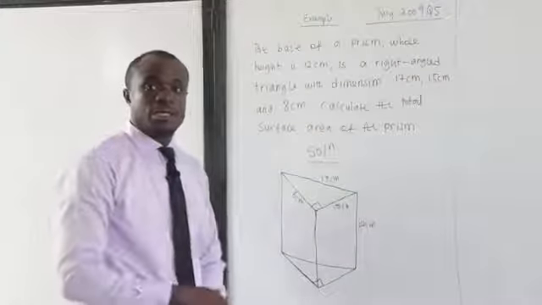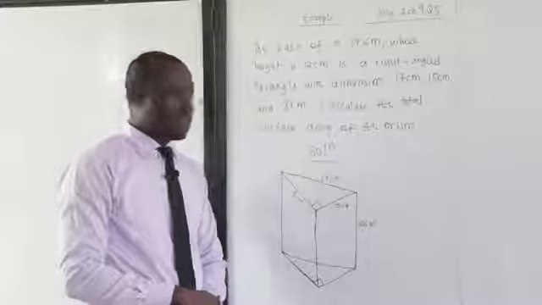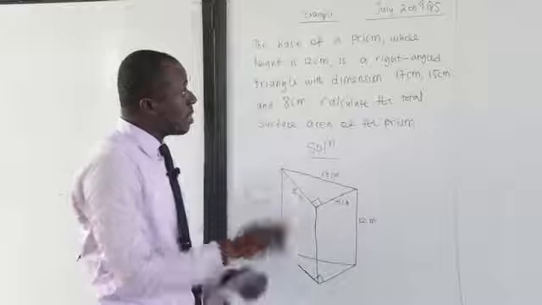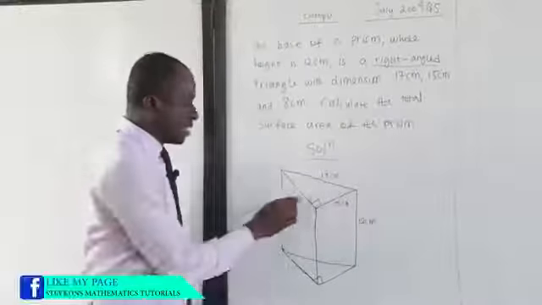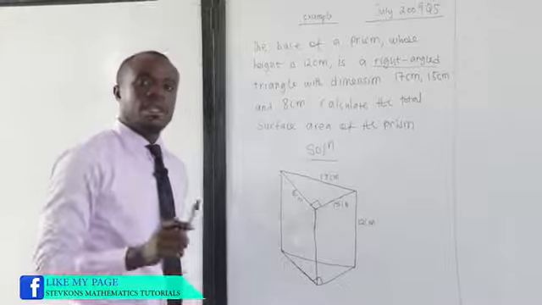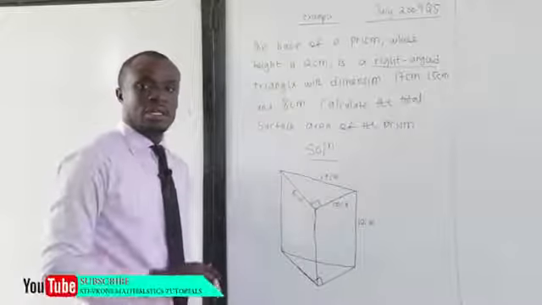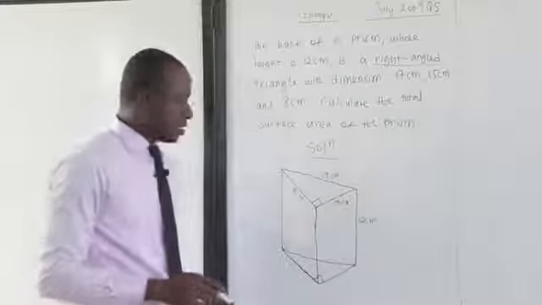Now we know that this is a prism and it has a uniform cross-section. So all the cross-sections will be what? Triangles. It says a right-angled triangle. Right-angled triangle means that the 90 degrees should be there. Now the best thing for you to do first is to try and sketch the diagram that has been given to you. So this is my sketch.